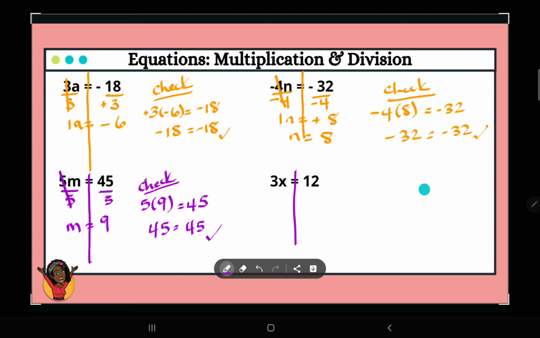Our variable is x. What's happening to the variable? I'm multiplying it by the number 3. To undo multiplication, I divide both sides by 3, and I get x is equal to 4. To perform my check, I'm going to substitute this back in. So 3 times 4 should be equal to 12. 3 fours is 12. It's balanced and it works.